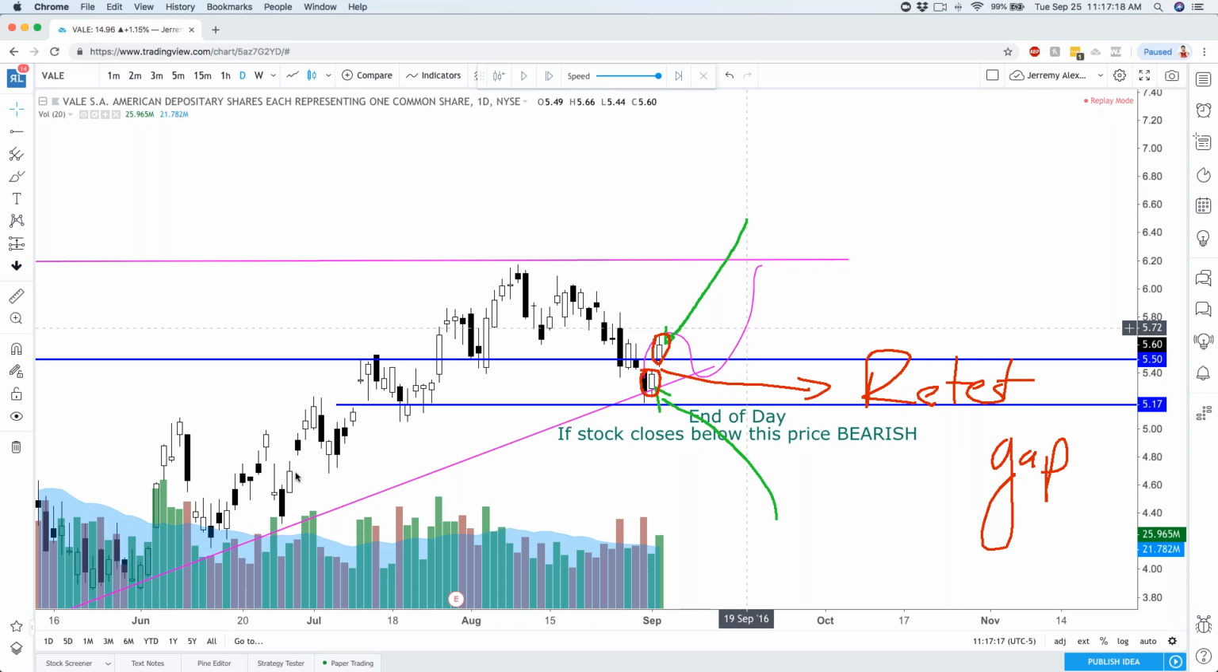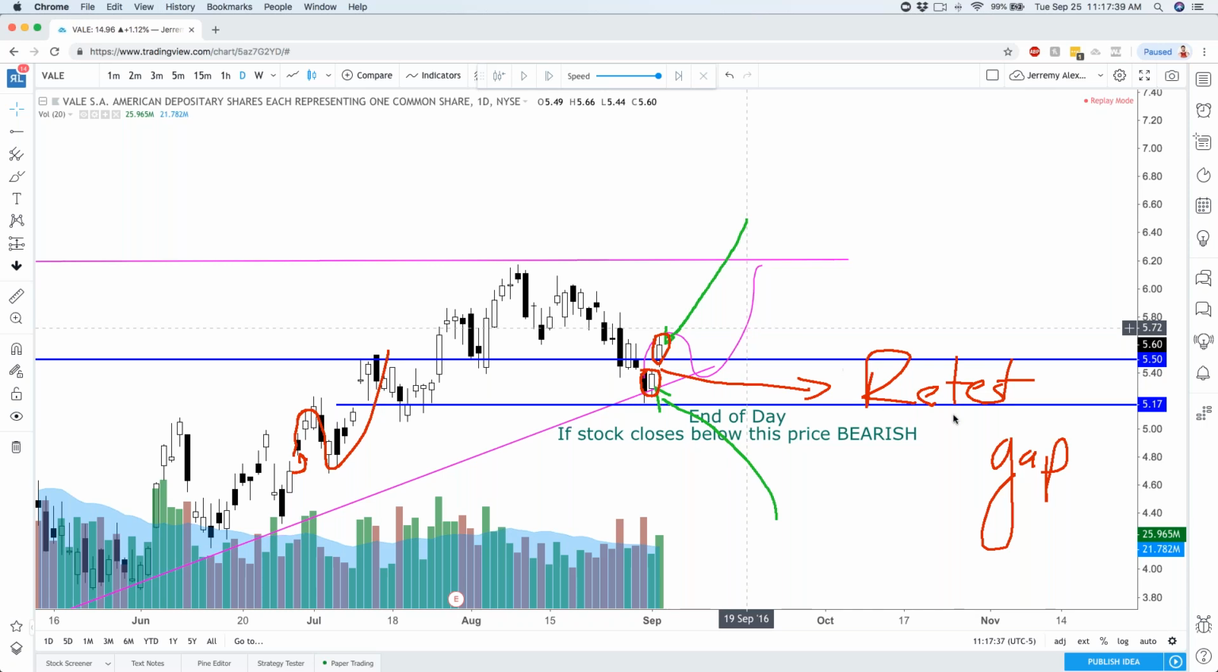Very similar to this gap right here, white candle gapping up. What you'll notice is the trade went up, it pulled into the gap, and then it bounced. Exact same pattern that I have drawn on the screen. In fact, this pattern will show up in so much of your trading. It's outrageous.